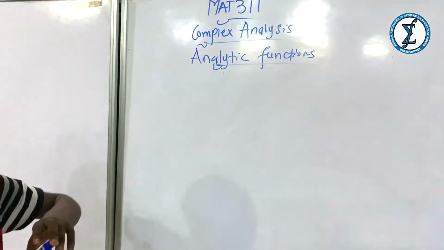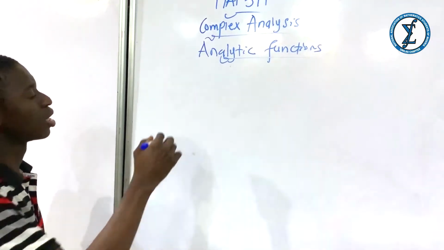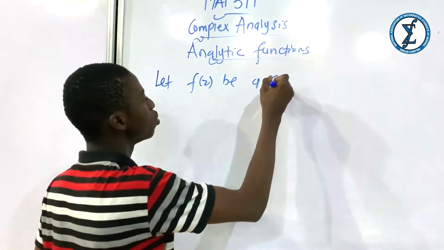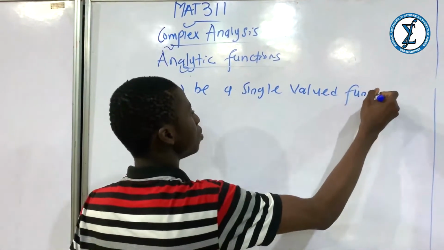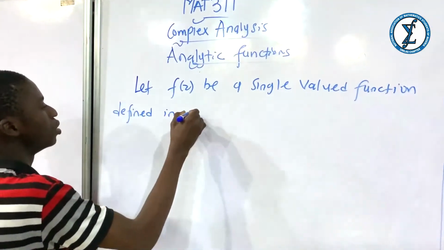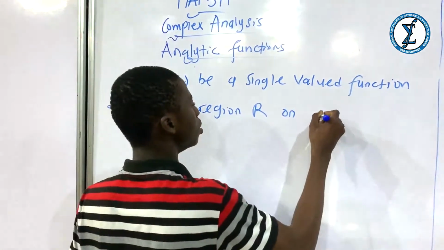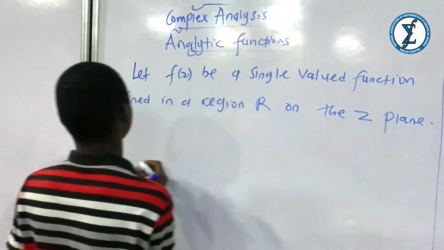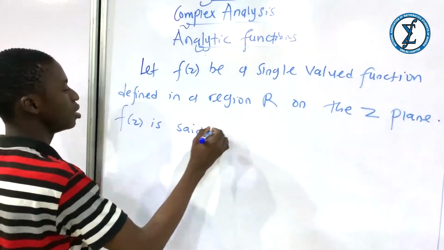I'll be taking complex analysis today, analytic functions. So what do we mean when a function is analytic? Let f of z be a single valued function defined in a region R on the z plane. Then f of z is said to be analytic.